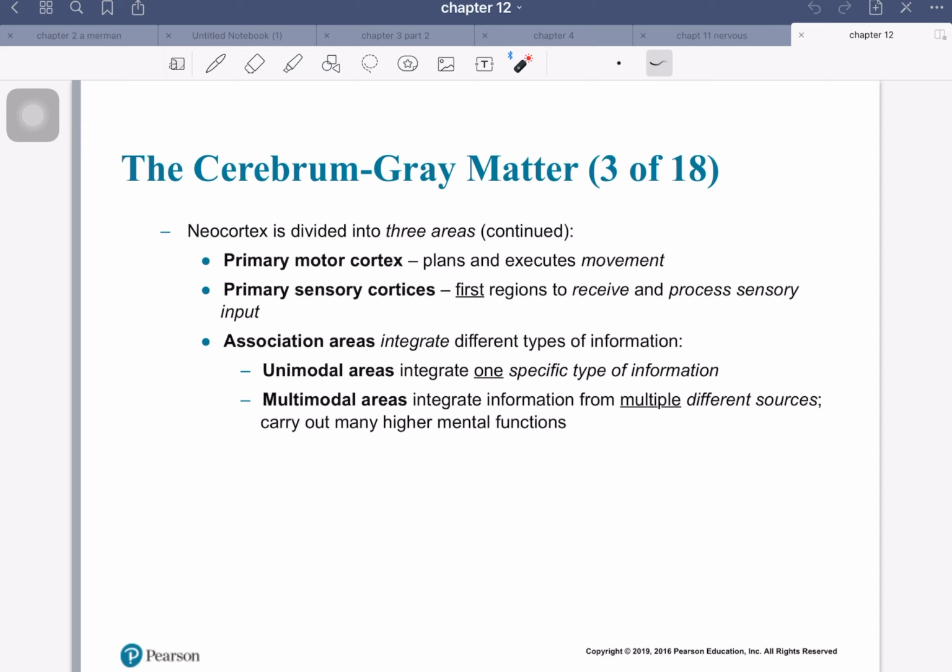We have things that we could refer to as unimodal areas, and they integrate one specific type of information. So they really specialize in one type of information that they deal with, what they get in and what they put out. We also have the multimodal areas that integrate information from multiple different sources and carry out many higher mental functions within that area. So you've got those multimodal areas, which deal with a number of different types of information, and unimodal areas, whose job is, hey, we're only going to work on one type of information.